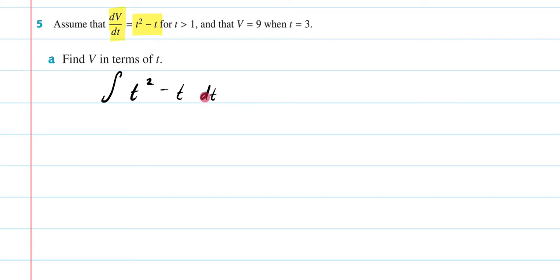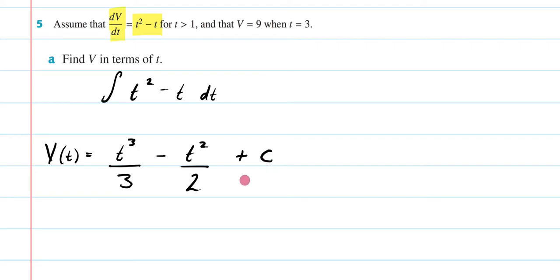So let us now figure out what this is going to be, knowing that our answer is going to be v of t. So that means we're going to get t cubed over 3 minus t squared over 2 plus c. Please don't forget to add the c, it's very important. Okay, we're not done yet because we don't want this c here. We want to figure out what c is going to be, and in order to do that, we're going to have to sub in a point.